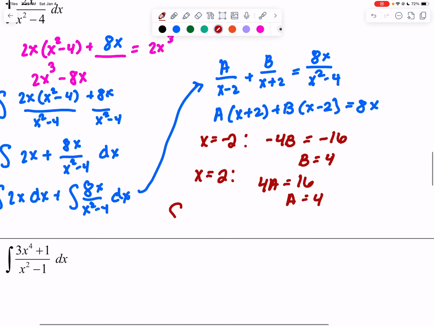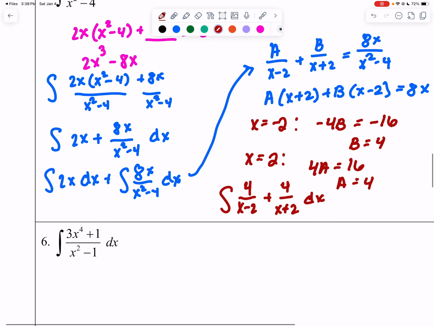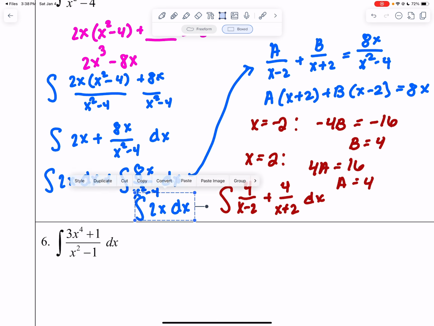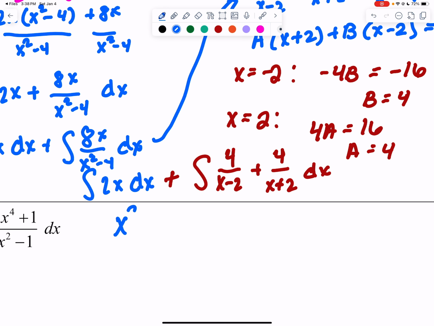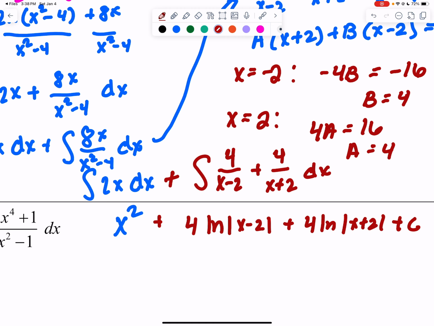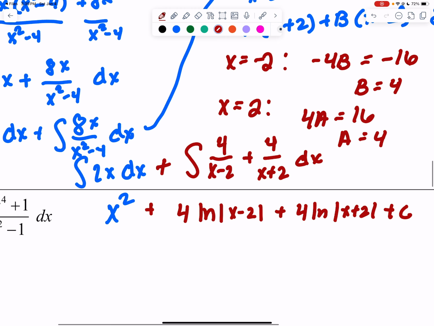So then I have the integral of 4 over x minus 2 plus 4 over x plus 2 dx. And then, of course, I still have this integral technically. So then my final answer is going to be x squared for my blue integral plus 4 ln of x minus 2 plus 4 ln of x plus 2 plus c. Now, if this was an FRQ, just leave it like this, call it a day, you'll be fine.